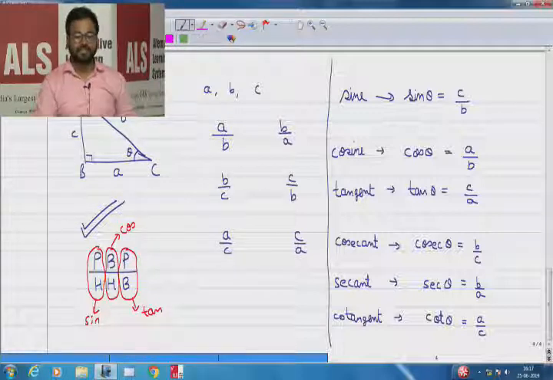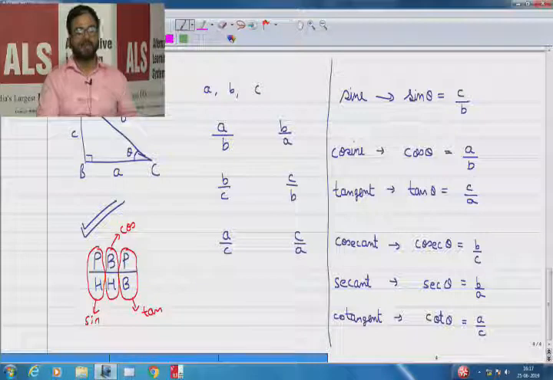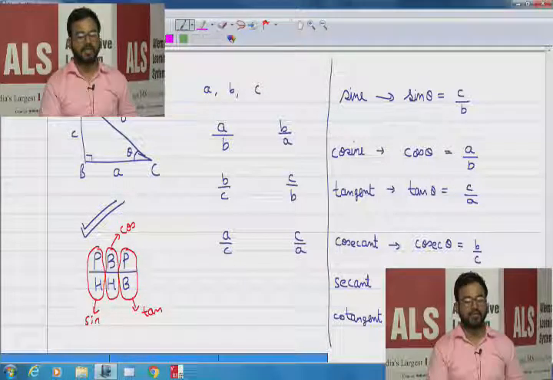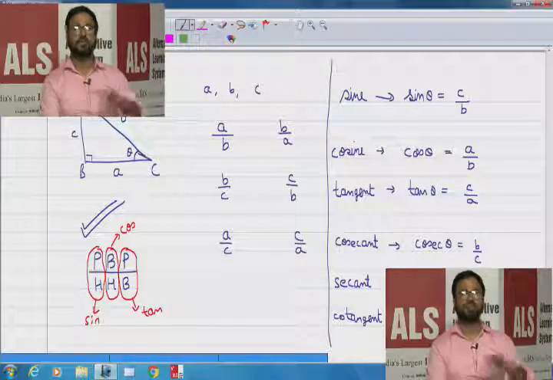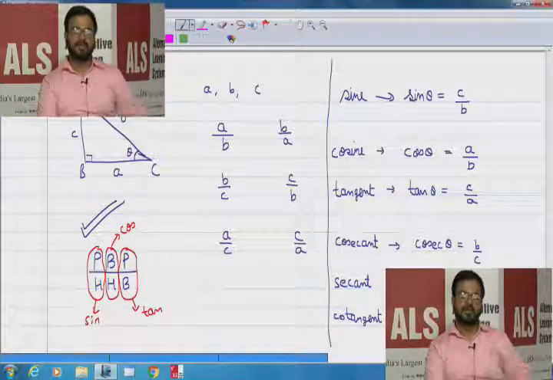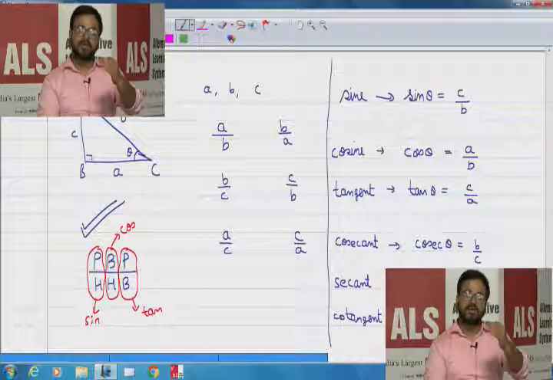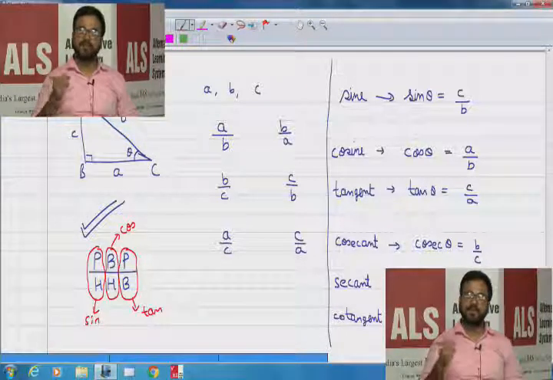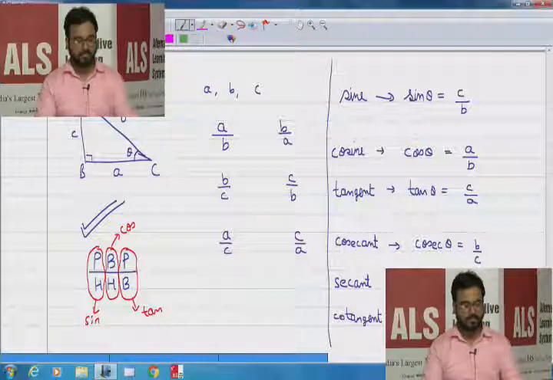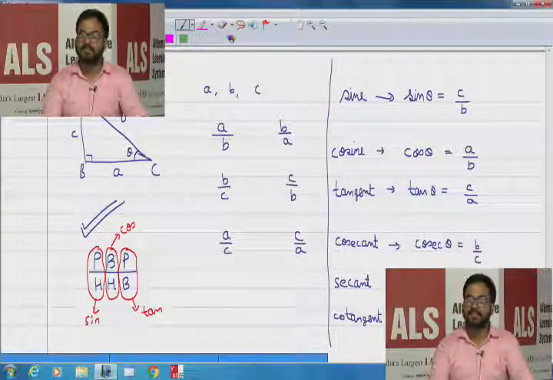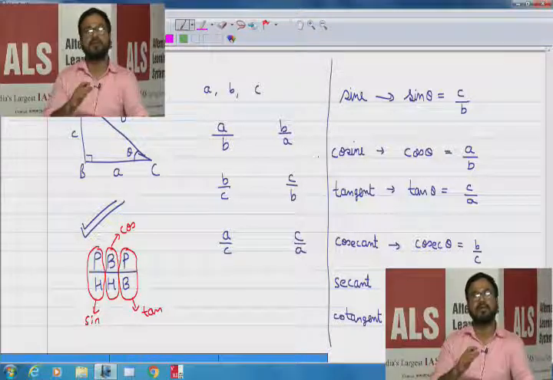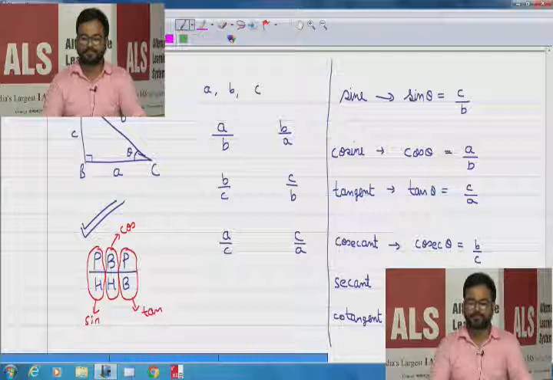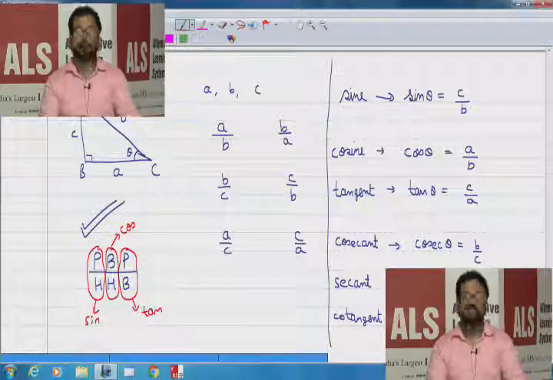So this is for sine, cos and tan. And the reciprocals of these are cosec, sec and cot. Since sine is P upon H, cosec will be H upon P. Similarly, cos is B upon H, so sec will be H upon B. And tan is P upon B, so cot is B upon P. So these are the 6 trigonometric ratios which relate the sides of a right angle triangle. Is this clear till now?